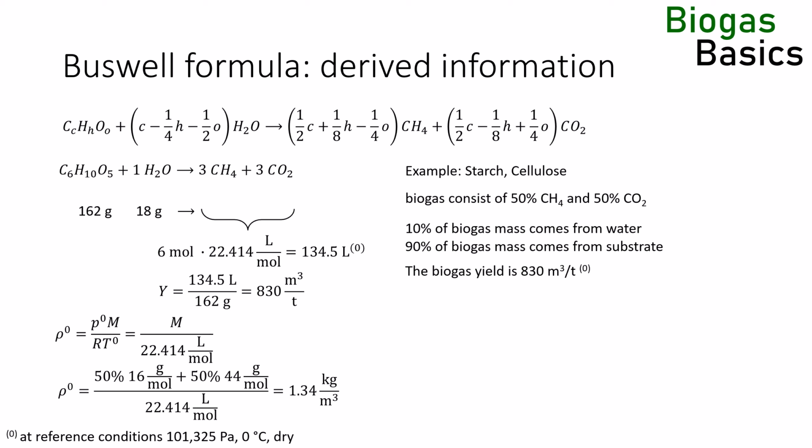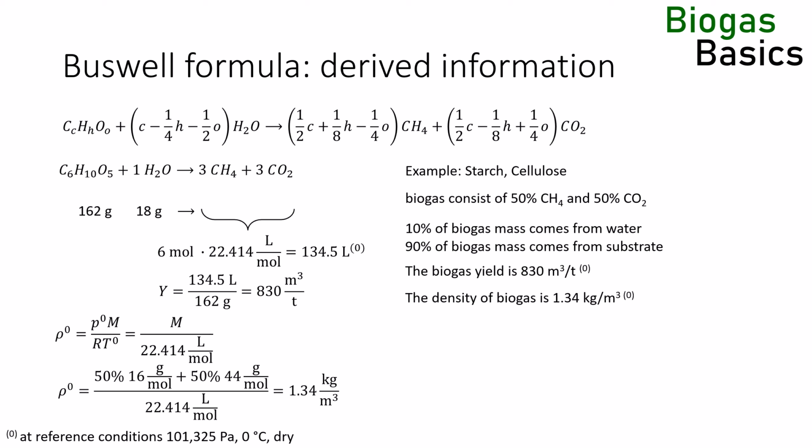We know the composition of the gas, and the density of an ideal gas is the reference pressure times the average molar weight of the biogas divided by the gas constant and the reference temperature. In this case, the density is 1.34 kilograms per cubic meter at norm conditions.